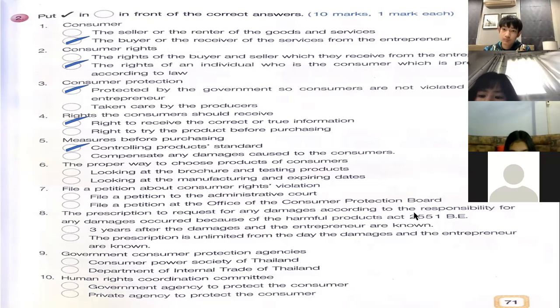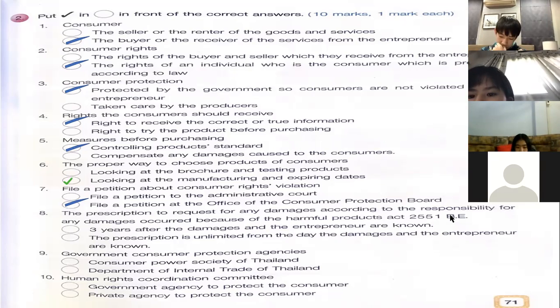Is it looking at the manufacturing and expiring dates? Yes. Oh, I don't have the answer for number 6. Okay, so the right way to choose products for consumers is looking for the manufacturing and expiring dates. Okay, and then for number 7, file a petition about consumer rights violation. So the answer there is file a petition at the office of the Consumer Protection Board.